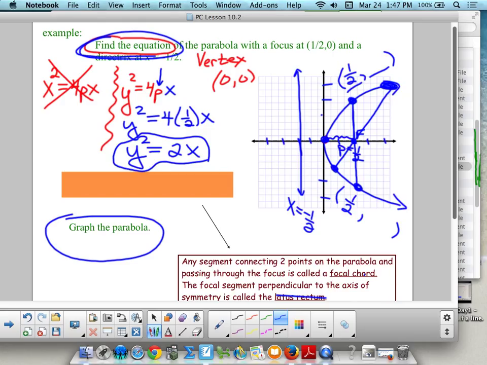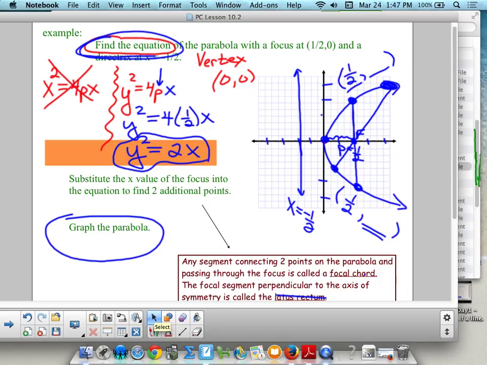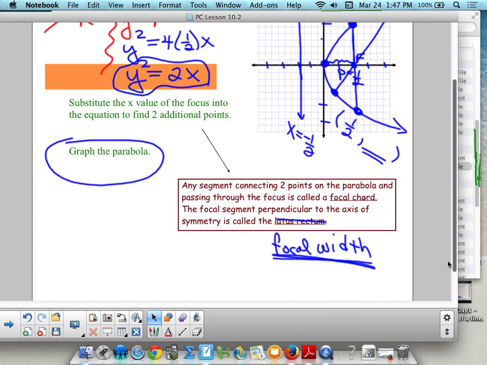All right, so how are we going to get that y value? How are you going to get that y value right here? Put it in the equation. Look, right here. See this yellow box? Look right here. Substitute the x value of the focus, which was 1/2, into the equation to find 2 additional points. Those 2 additional points are right here and right here. So let's substitute them in. Here we go. Where's the equation? Right there. Y squared equals 2x.